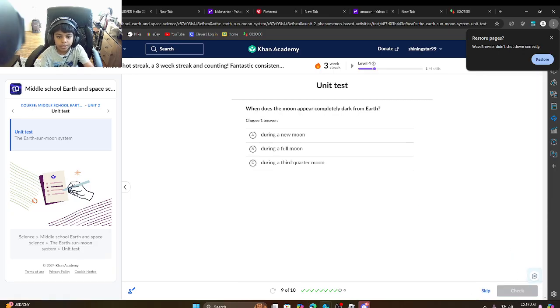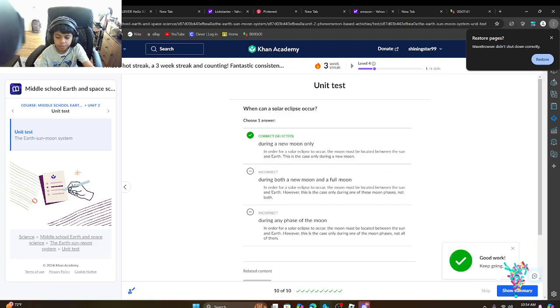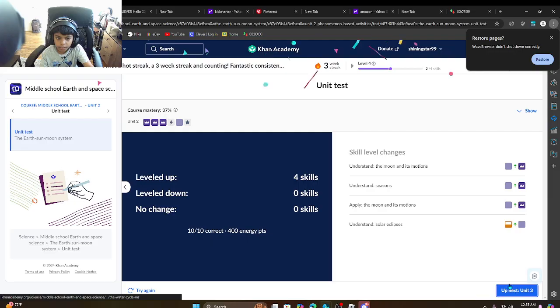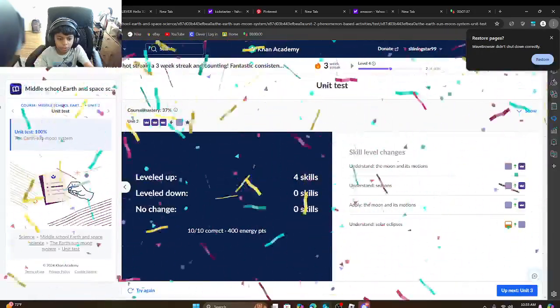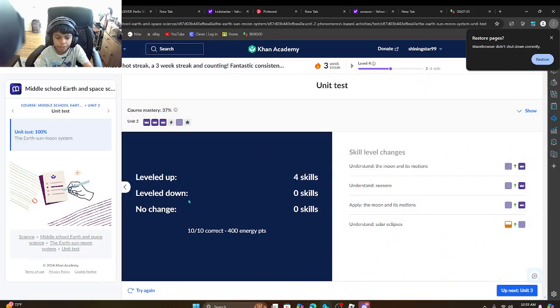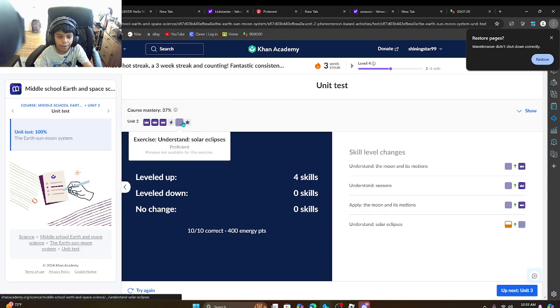9. When does the moon appear completely dark from Earth? During a new moon. When can a solar eclipse happen? During a new moon only. Yeah, I leveled up in 4 skills. I didn't level down and no change for skills. I got mastered and now I am finished.